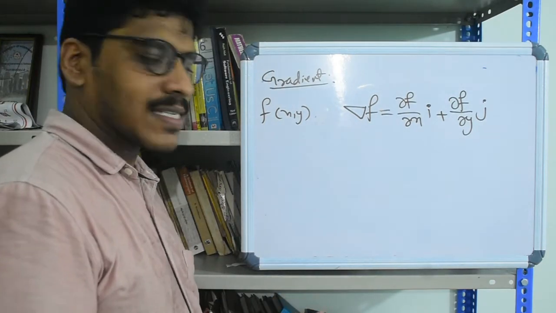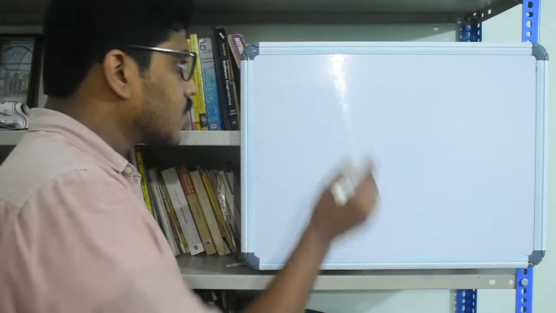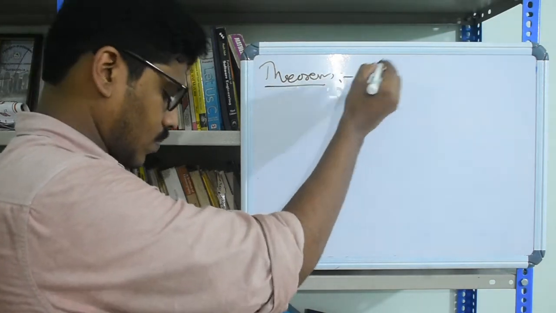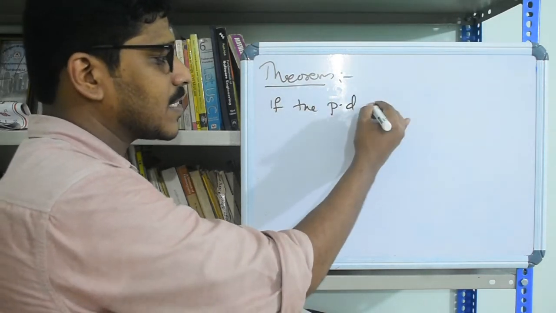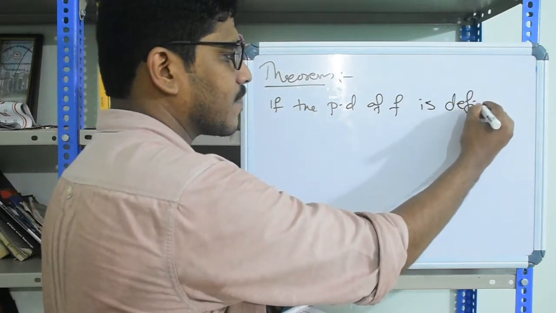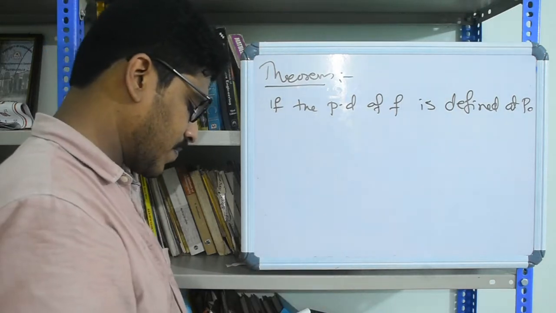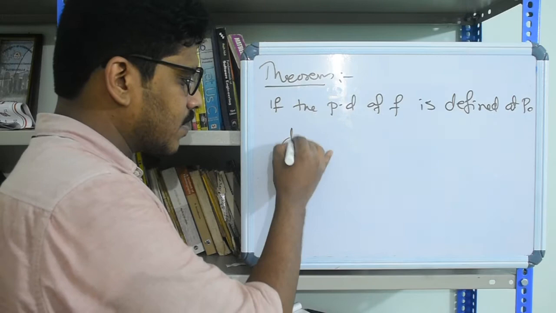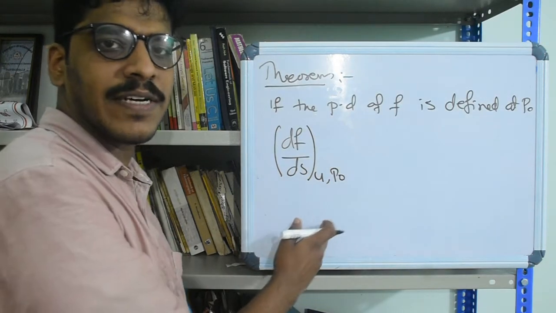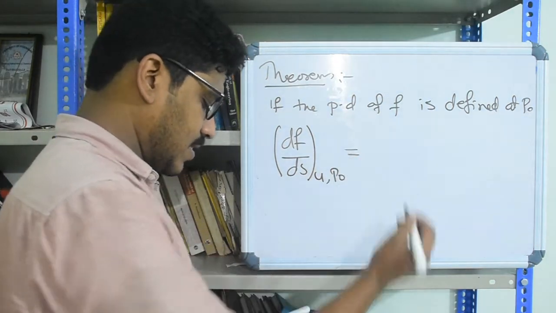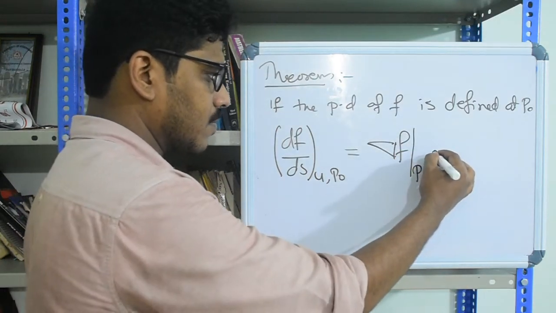Now let's connect this with directional derivative with a theorem. The theorem is: if the partial derivatives of f are defined at P naught, remember, P naught is given as x naught, y naught, z naught in the space, then the directional derivative of f in the direction of u at P naught, remember this u and P naught, everything as we have seen before, is also given as grad f evaluated at P naught dot u.